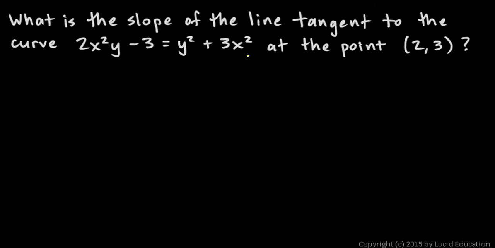Now this is a curve in the xy plane, but it's not necessarily a function. In fact, given that it has x squared and a y squared, it's probably an ellipse or hyperbola. So this cannot be conveniently solved for y, put in the form y is some function of x. So rather than trying to solve it for y and then take the derivative, we're going to differentiate implicitly.